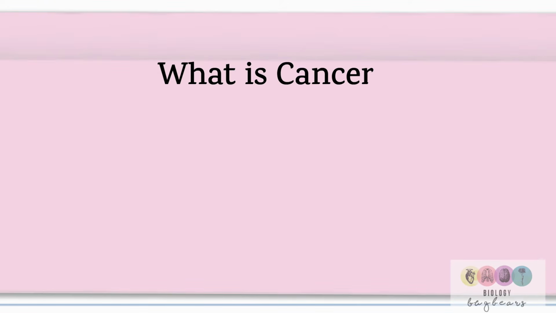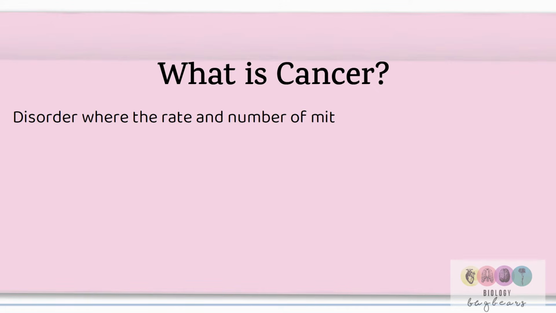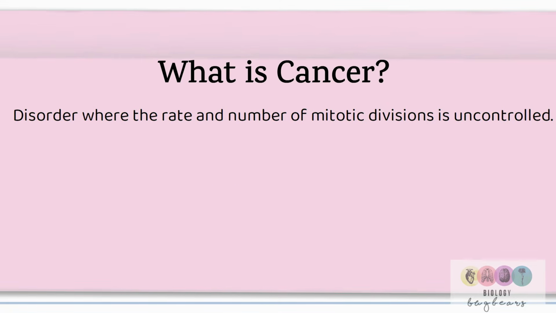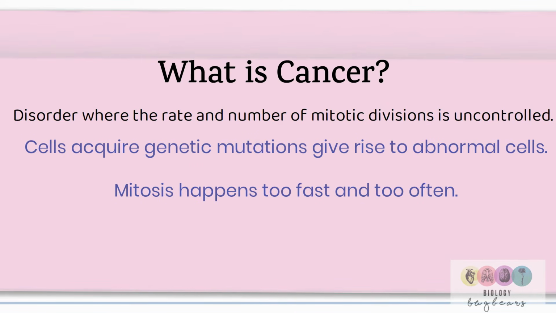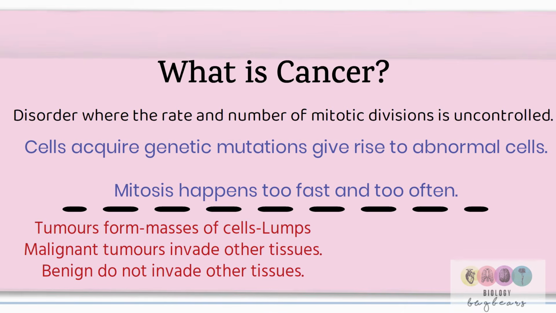You're often asked, what is cancer? Cancer is a group of disorders where the rate and the number of mitotic divisions is uncontrolled. So some cells can acquire genetic mutations, and these mutations give rise to abnormal cells. And in these cells, mitosis happens too fast and too often. This all gives rise to a mass of cells, a tumour or a lump.